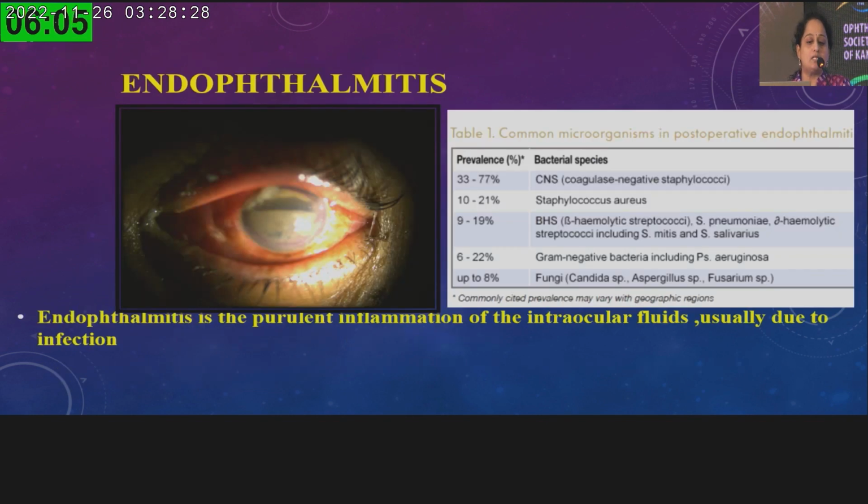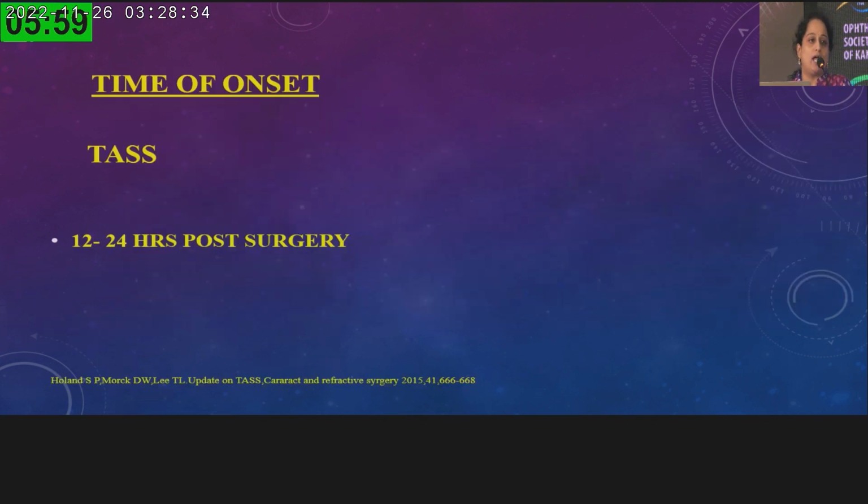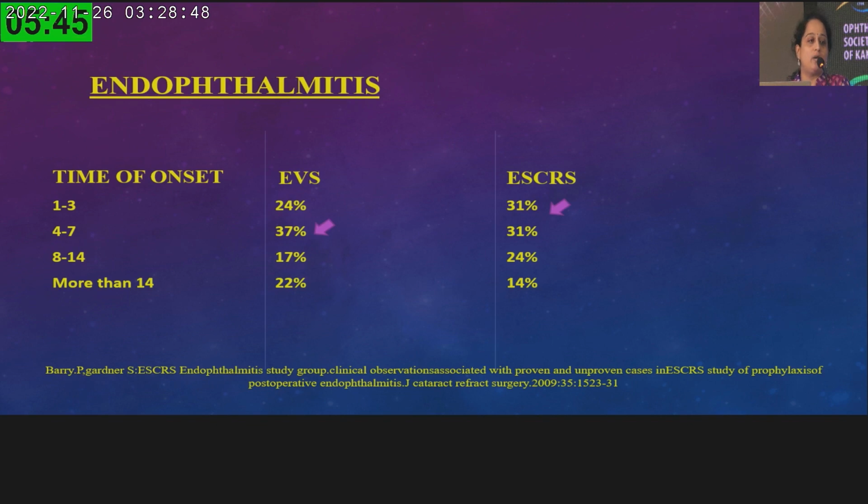Now endophthalmitis is purulent inflammation of the intraocular fluids caused by infection. So time of onset, day 1 post-op, more likely to be TASS. Usually it occurs within 12 to 24 hours post-surgery. However, there are reports of late onset TASS after tapering the topical steroids. Endophthalmitis is usually seen 4 to 7 days post-surgery. However, there are reports of endophthalmitis seen even on day 1.